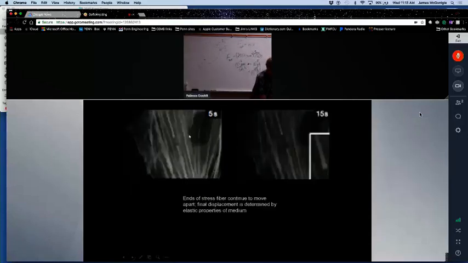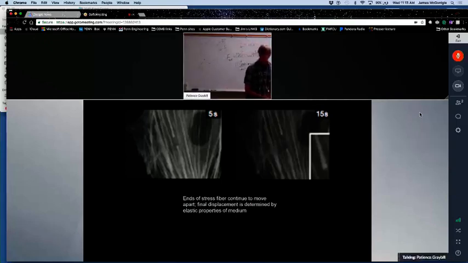And later on, you can see that the ends have moved still farther apart, and eventually they settle into an equilibrium configuration that's determined by the elastic properties of the medium.